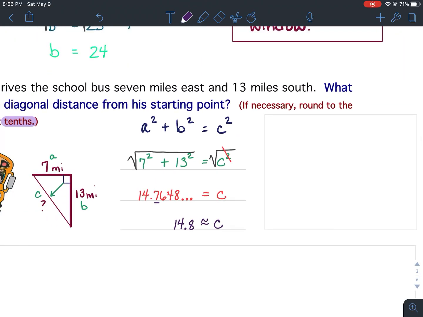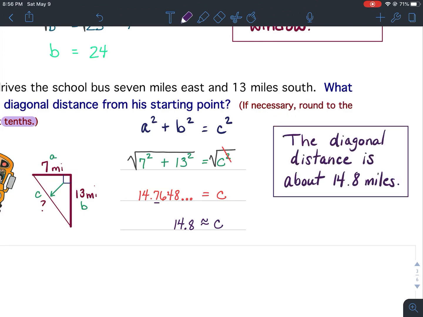So what is the diagonal distance from his starting point? The diagonal distance is about 14.8 miles. Again, since we round it, you must have that word about. The diagonal distance is about 14.8 miles.